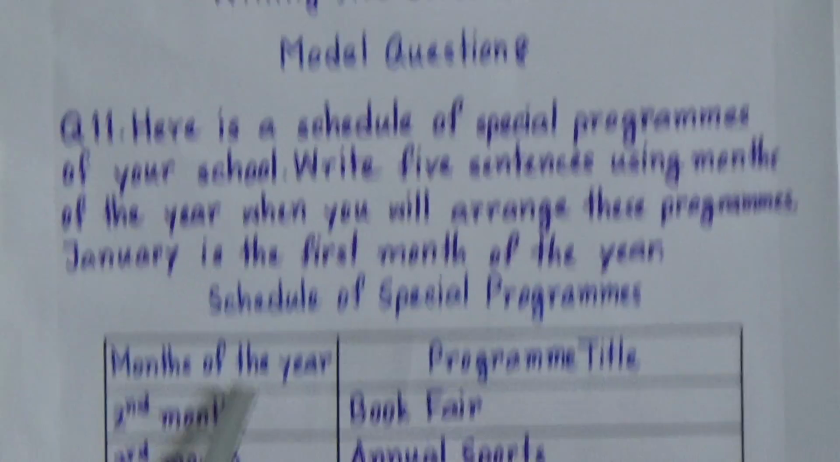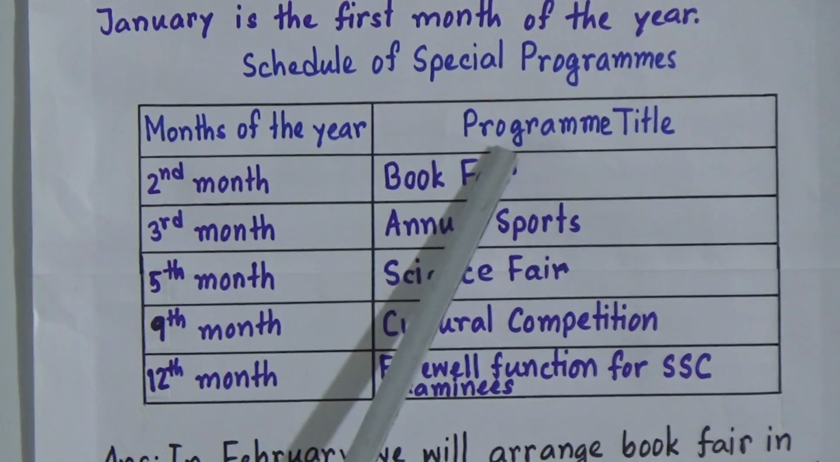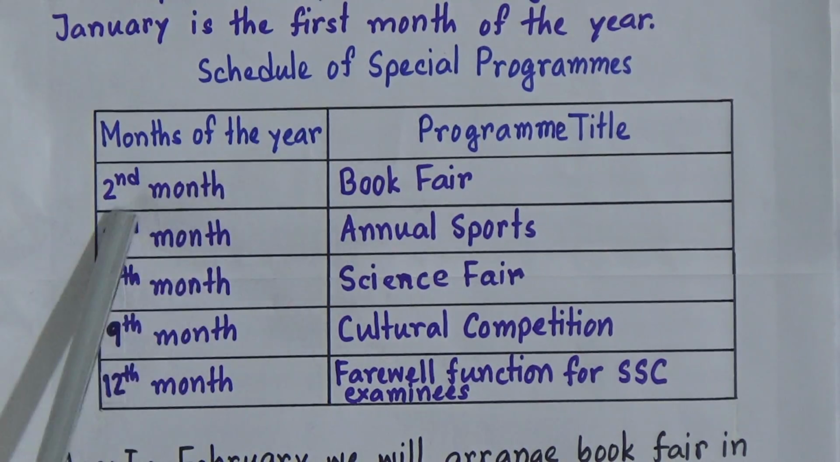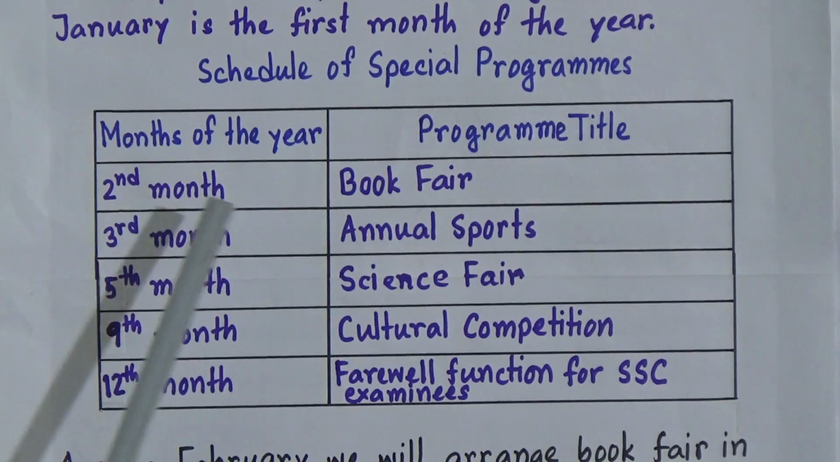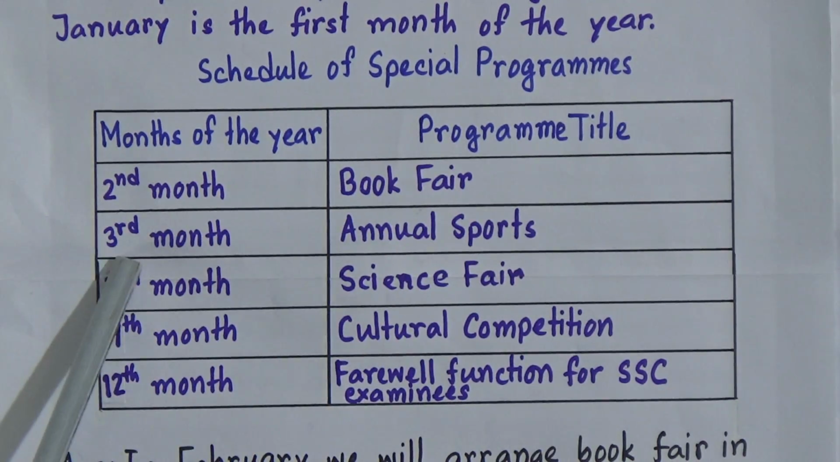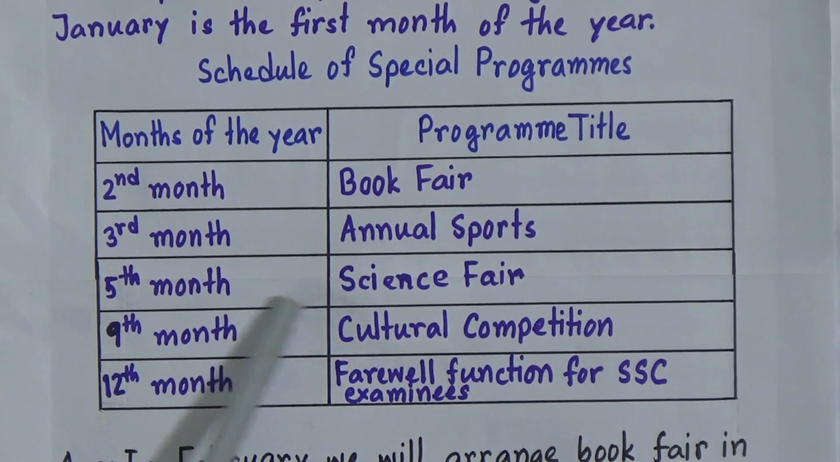Now look, there are 2 columns. One is months of the year and another one is program title. The second month, program title is book fair. That means in the second month of the year there will be book fair. Now the third month will be annual sports. In the 5th month there will be science fair. In the 9th month there will be cultural competition, and in the 12th month there will be farewell function for SSC examinees.